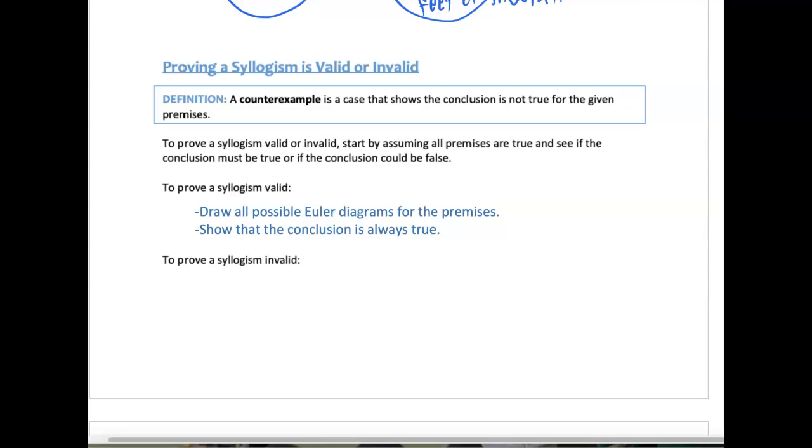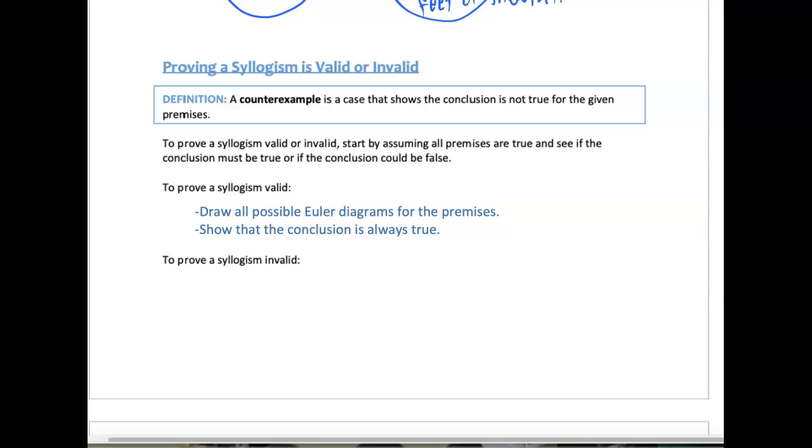This is important. If you find one diagram where a syllogism works, where all premises are true and the conclusion is true, that's cool, but you need to investigate all possible Euler diagrams for the premises. And if the conclusion is false in just one of them, you still say that the whole syllogism is invalid.